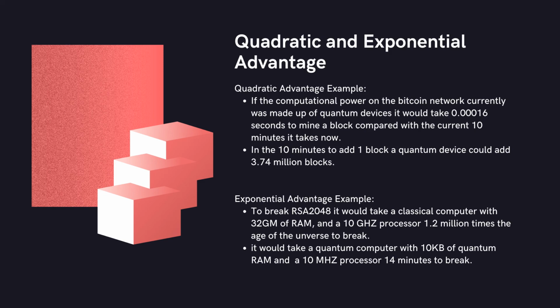In order to break RSA 2048, it would take a classical computer with 32 gigabytes of RAM and a 10 gigahertz processor 1.2 million times the age of the universe to break. It would take a quantum computer with 10 kilobytes of RAM and a 10 megahertz processor 14 minutes. I'm going to stop here and leave you with those examples so you can realize how at risk these blockchains really are to quantum devices and quantum intrusion.